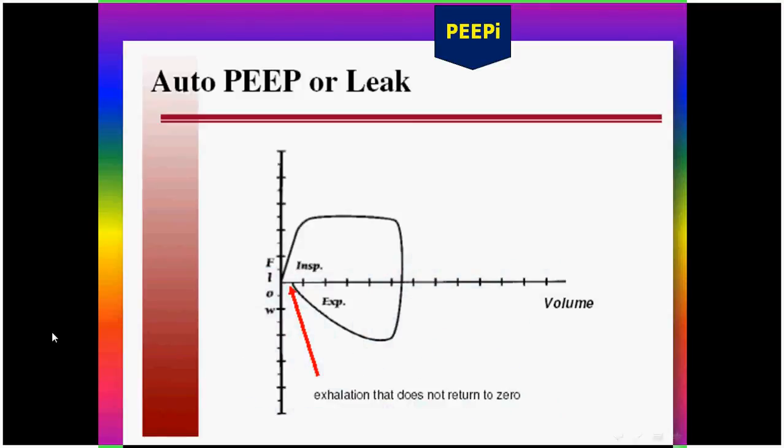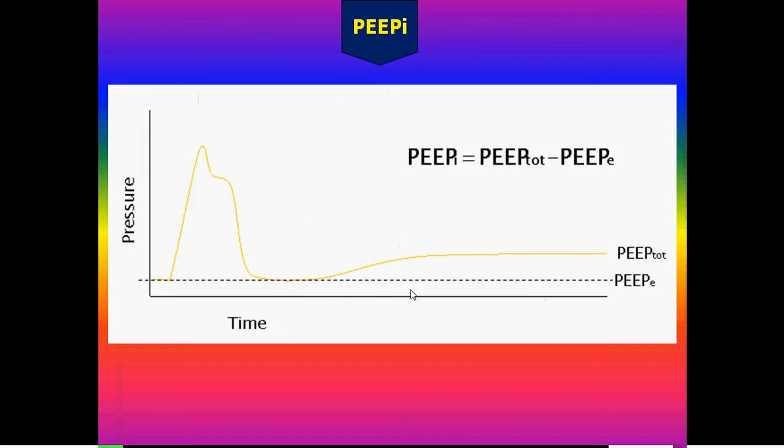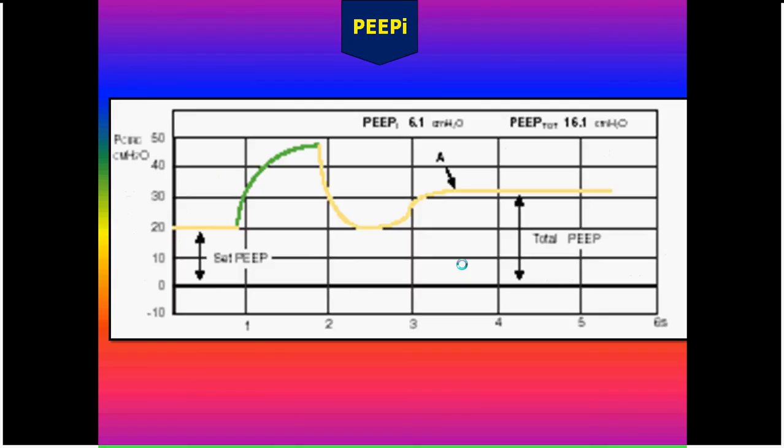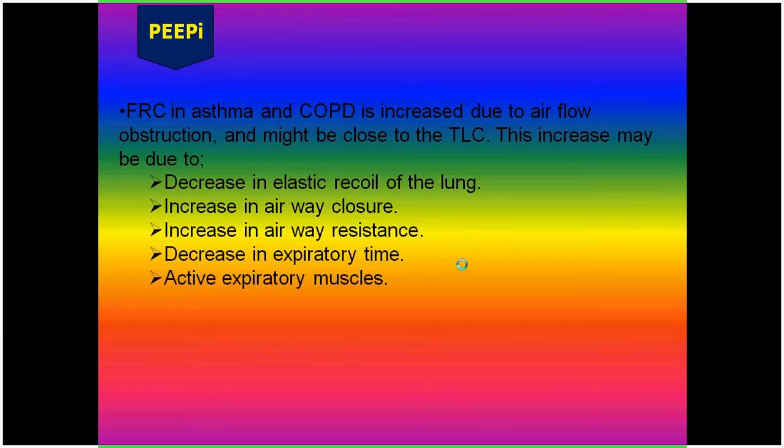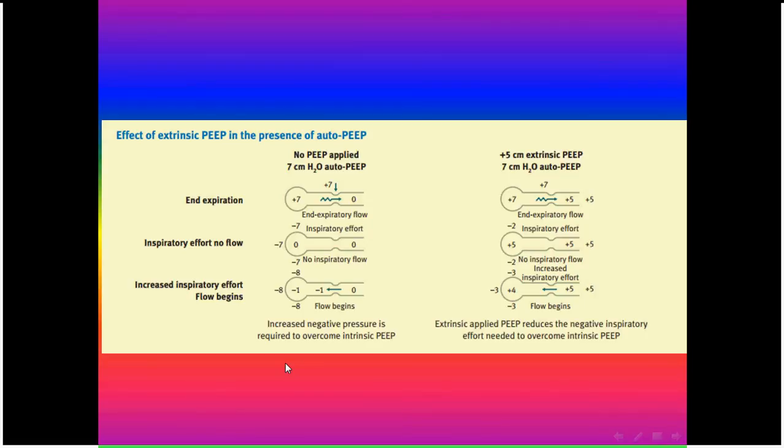You can catch it from this. This is the inspiratory tidal volume, and this is the expiratory tidal volume. This is shorter than the inspiratory. Or by expiratory pressure hold, you can measure the intrinsic PEEP, the same thing. So this intrinsic PEEP may be due to decrease in the elastic recoil of the lung, airway occlusion, increase in the airway resistance, decrease in the expiratory time, or active expiratory muscles.